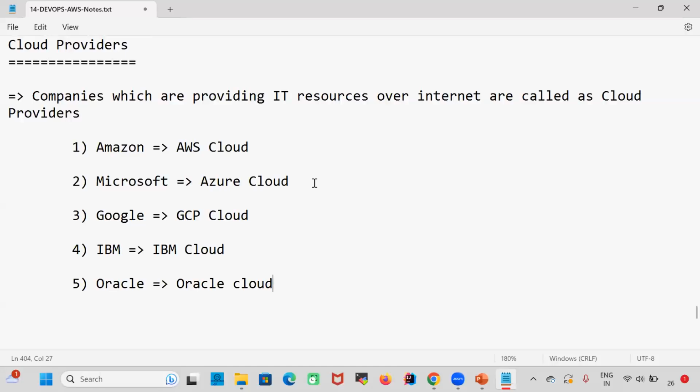So who is a cloud provider? Any company which is providing IT resources over the internet is called a cloud provider. Amazon is providing IT infrastructure for rent, that is called AWS cloud. Microsoft is providing Azure cloud. Google is providing GCP cloud. Similarly, IBM Cloud and Oracle Cloud are also available. We can use any one of the cloud providers and take the resources from these companies to run our business.